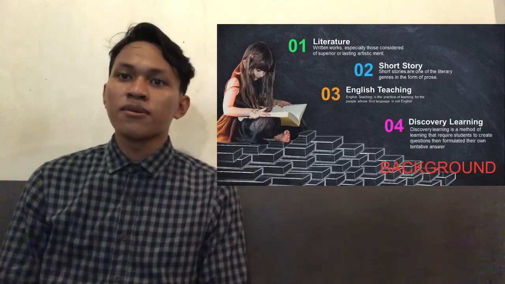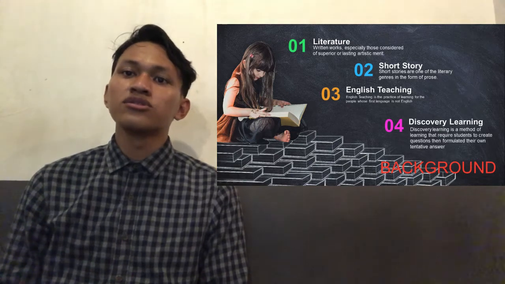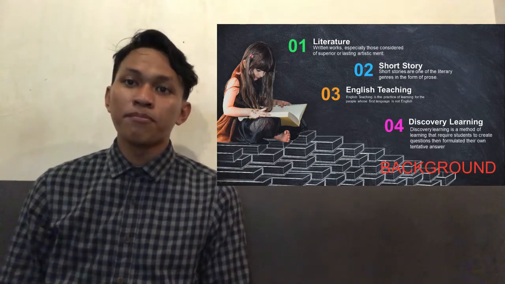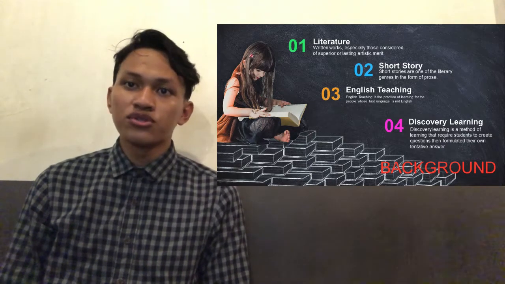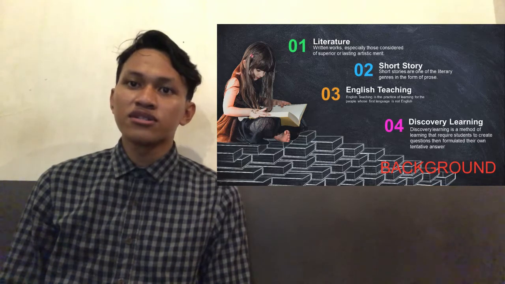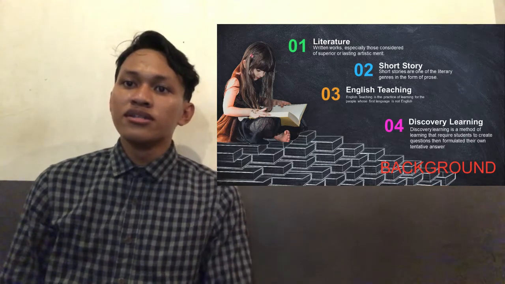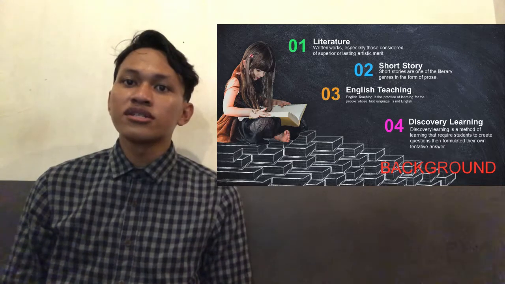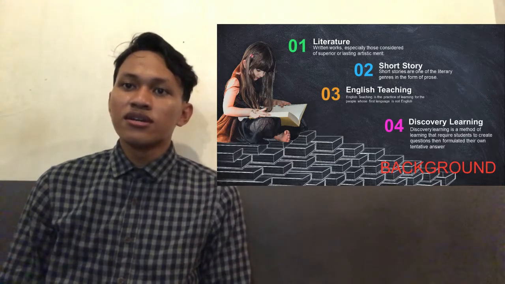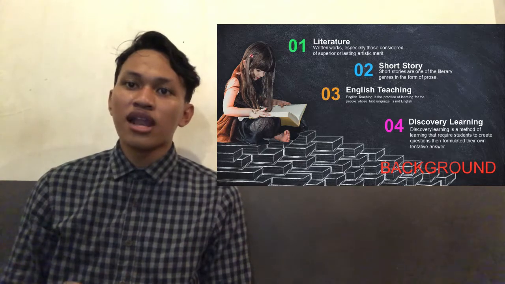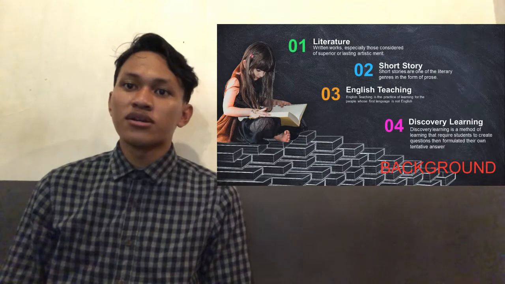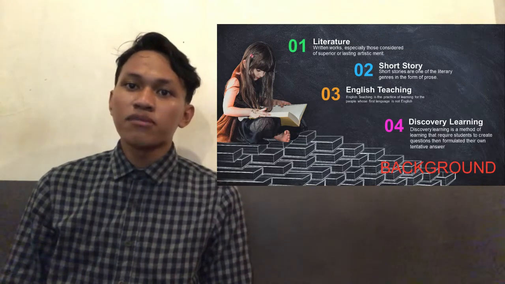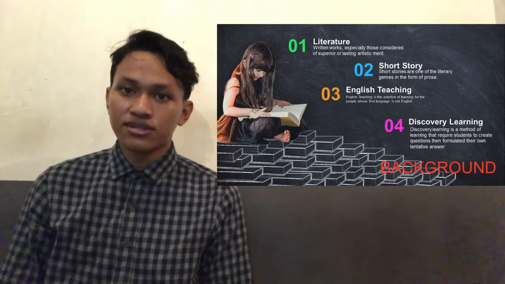Background. Literature is written work and could be divided into three: drama, poetry, and prose. Short story is the branch of prose, similar to a novel but way shorter. This makes this kind of literature always be included in the lesson plan in teaching language, especially for people that want English as their second language. One of the methods of teaching English is discovery learning, where the students need to create and make both questions and the answers.